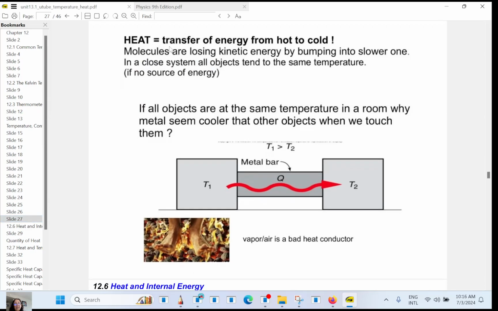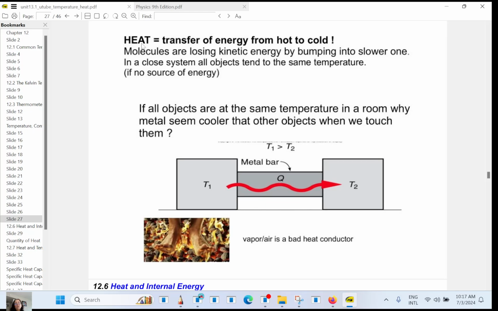Okay, so heat is a transfer of energy from hot to cold. So something is flowing, but it's not a fluid. It depends what it is in. If you have a metal bar here, of course the flow will be easier than if you have vapor between the hot body and the cool body, right? But the idea is that heat is energy flowing. Energy in transfer, energy in transit. And the unit for heat is Joule.